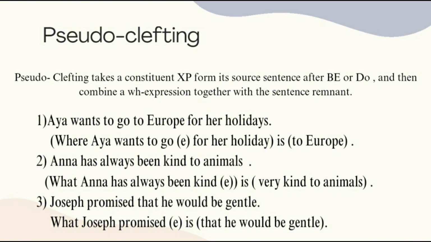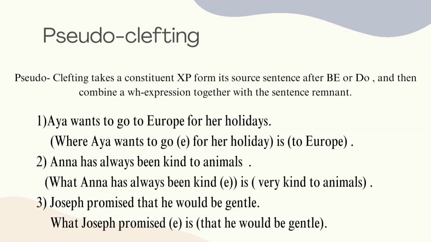The second example, Anna has always been kind to animals. So the sentence is going to change into what Anna has always been is very kind to animals. And in the third sentence, Joseph promised that he would be gentle. The sentence changes here into what Joseph promised is that he would be gentle.